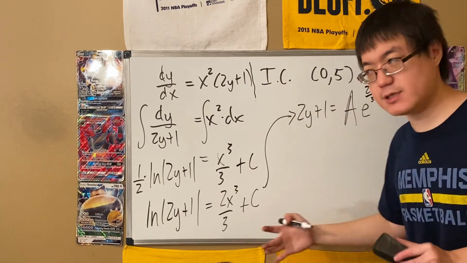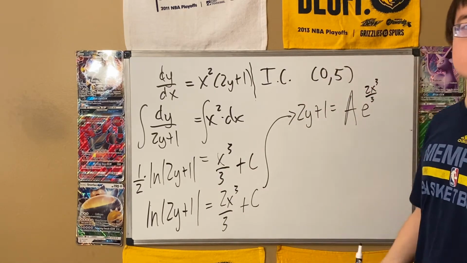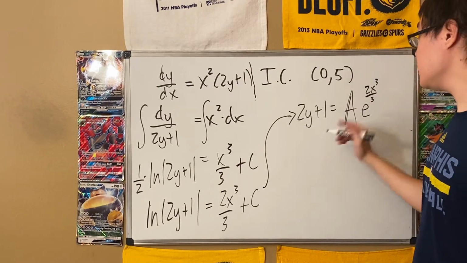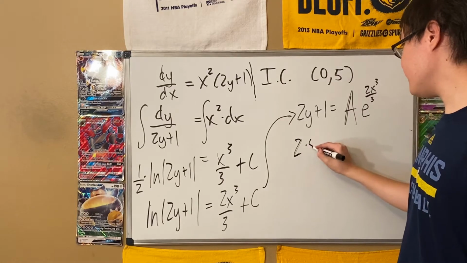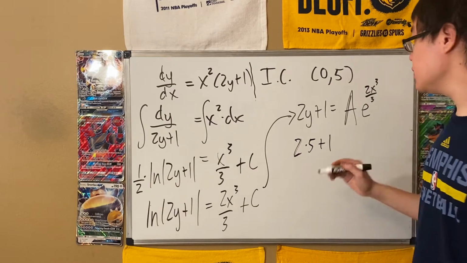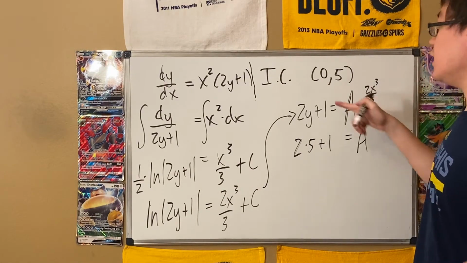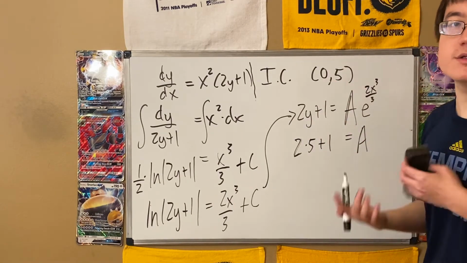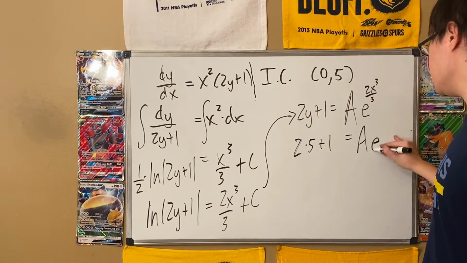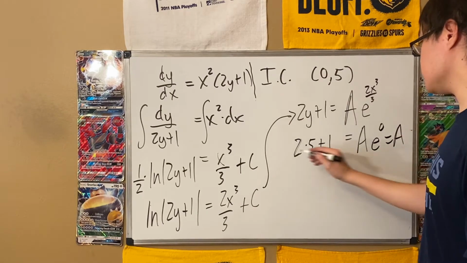So we're going to forget about plus c. We're going to use this initial condition to find a instead. Looks like y will be 5, so it's going to be 2 times 5 plus 1, that's 11, equals a. Well, a lot of times your initial condition will be 0, and that's great because you're going to get something e to the 0, and e to the 0 is 1. So this looks like my a is 11 here.